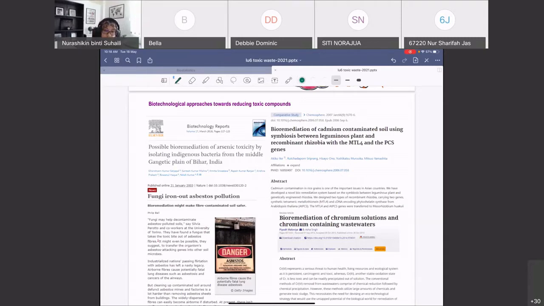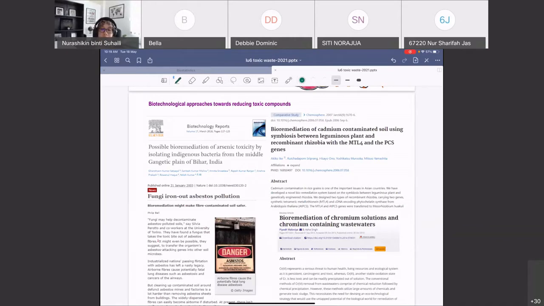And how they are reduced is by the action of the biological organism, be it microorganisms or plants. All right, and then you see the third article here, asbestos pollution using fungi, right? And then bioremediation of chromium solutions and chromium containing wastewater.